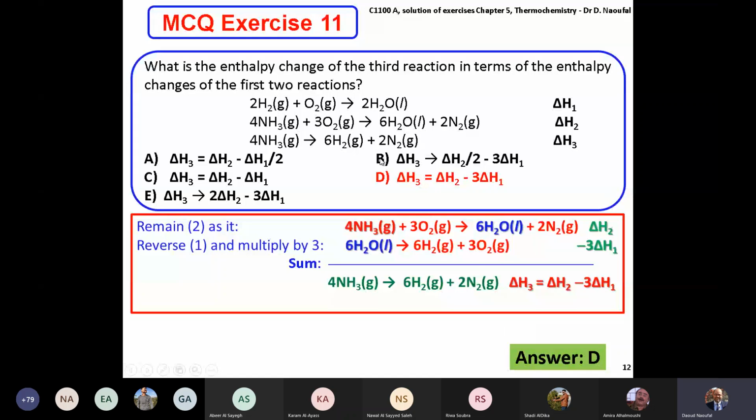Note that when we apply the algebraic method, the global reaction and the given reactions should be at the same conditions of temperature and pressure. In this exercise, we don't have any indication that the temperature and the pressure of the 3 reactions are different, so we assume that these 3 reactions are at the same conditions of temperature and pressure.